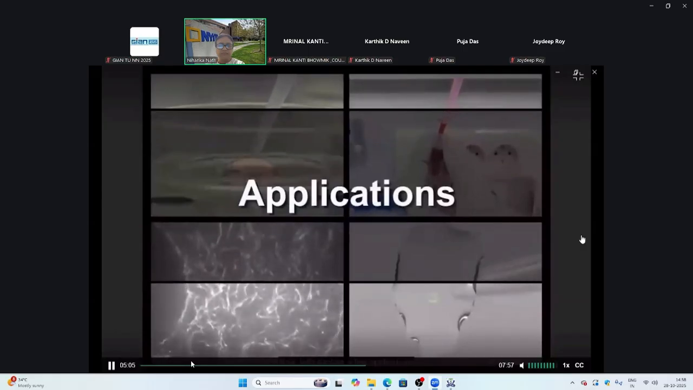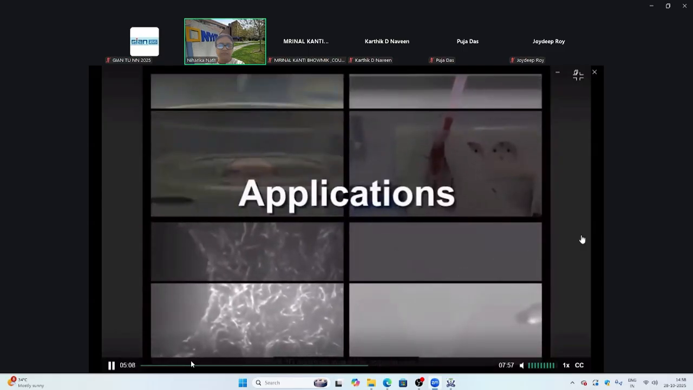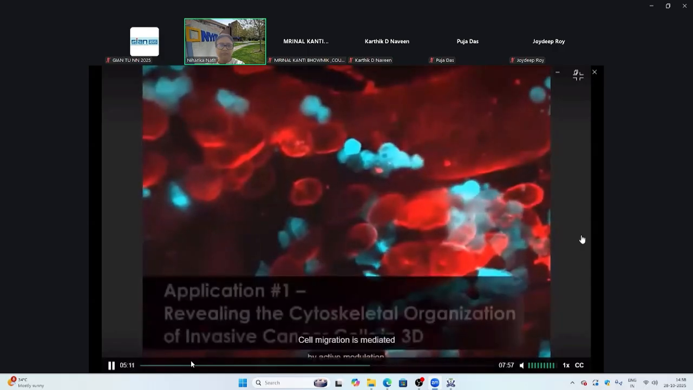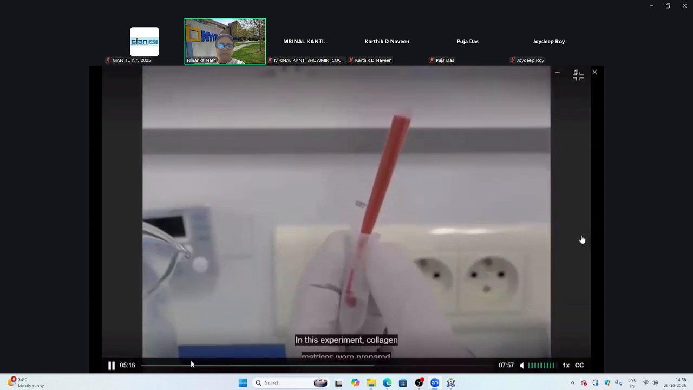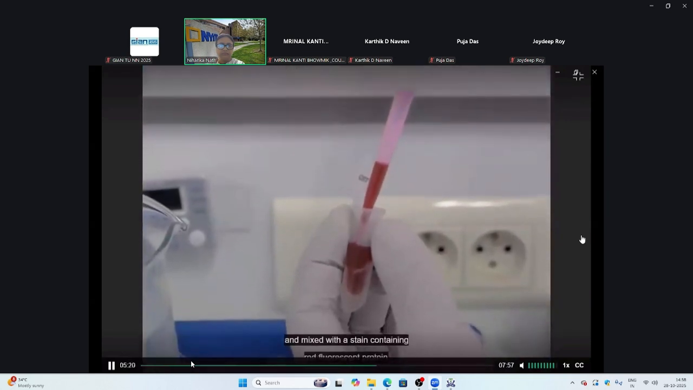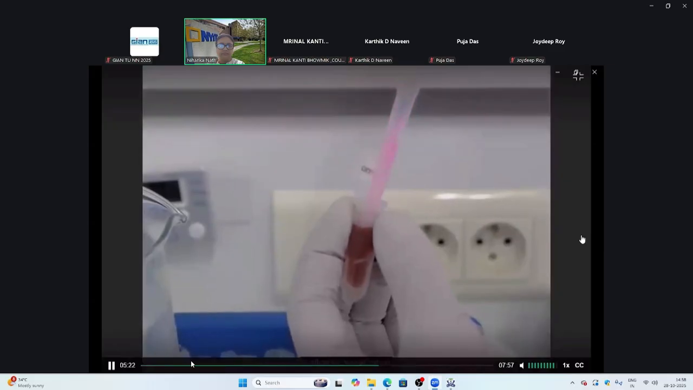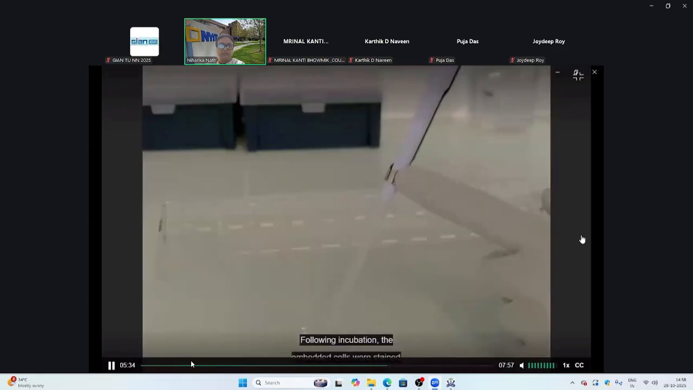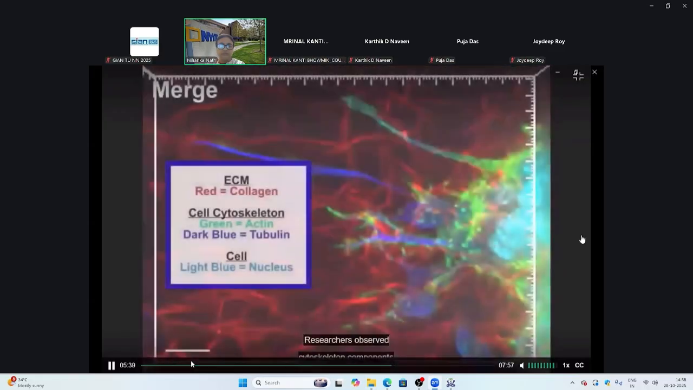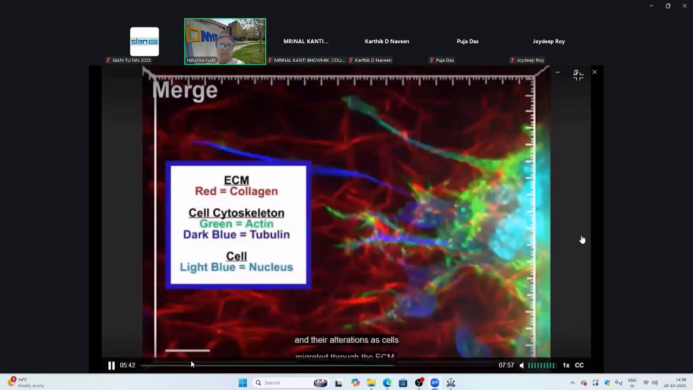Now, let's explore a few applications of 3D matrices in specific experiments. Cell migration is mediated by active modulation of the cellular cytoskeleton. In this experiment, collagen matrices were prepared and mixed with a stain containing red fluorescent protein to allow for visualization. Individual cell spheroids, which are free-floating cell clusters, were isolated and embedded in the collagen matrix. Following incubation, the embedded cells were stained for specific cytoskeletal components and imaged by fluorescence microscopy. Researchers observed cytoskeletal components and their alterations as cells migrated through the ECM.